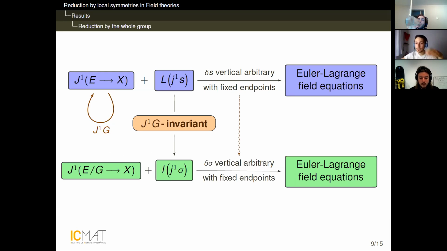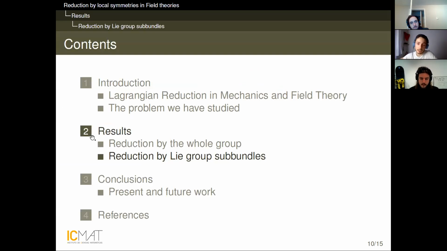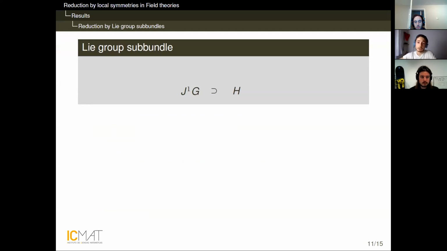And the main problem with that is that it is almost useless, because most physical systems are not invariant by the whole first jet, but only by a subgroup. So the main problem we have been studying is not the reduction by the whole first jet, but only by a subgroup. So let's see what has been obtained in this case. A subgroup here means a Lie group subbundle, because we don't have a Lie group itself, we have a Lie group bundle. For simplicity I'm calling it subgroup, but we have to keep in mind that it's a subbundle.